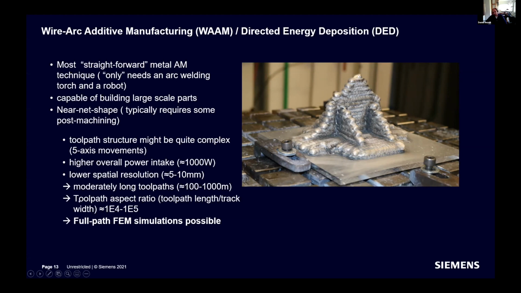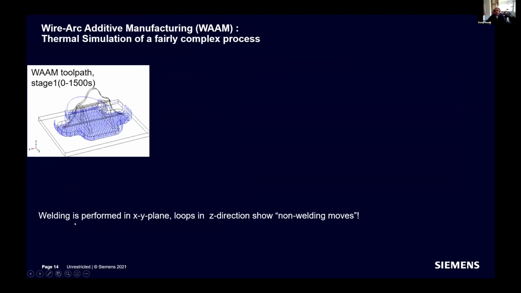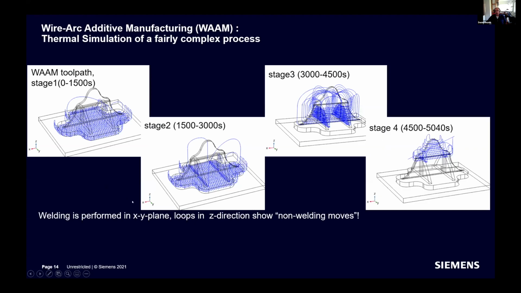At the end, you are at a toolpath aspect ratio of 10 to the 4th to 10 to the 5th, which enables full path finite element simulation. So if you look at this typical, fairly complex process, we have for this bracket device a staged toolpath where the stages are working in the XY plane, but they have those loop form transitions from one position to the other. And the loops in Z direction show the non-welding movements. We're talking about an overall simulation of physically 5,000 seconds, so 1.5 hours.